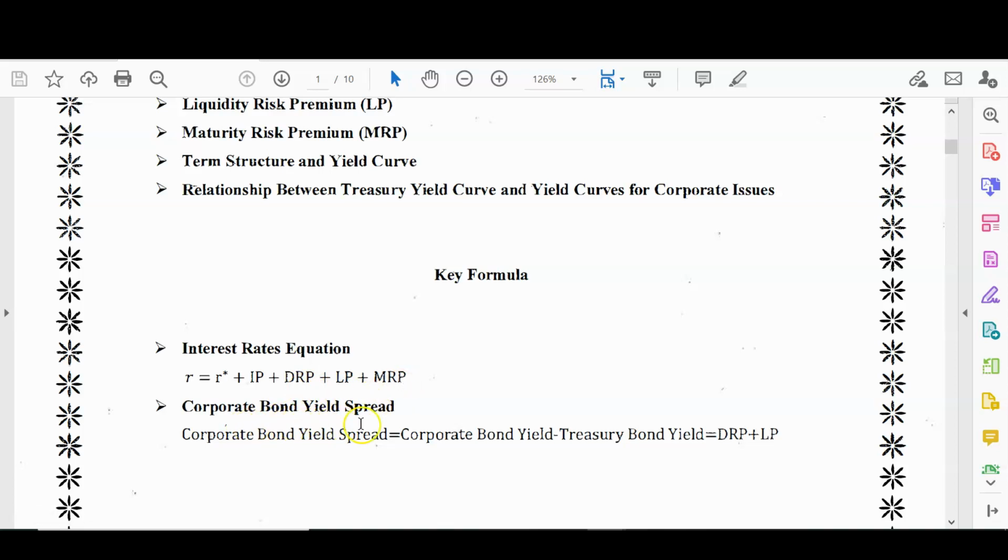And the corporate bond yield spread is the difference between the corporate bond yield and the treasury bond yield, and it equals default risk premium plus liquidity premium. We will explain all of these in detail.